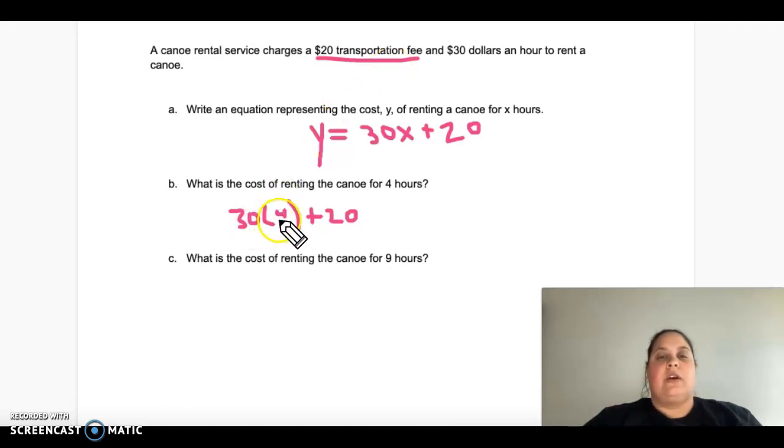So 30 times 4 is 120. 120 plus 20 is going to equal $140.